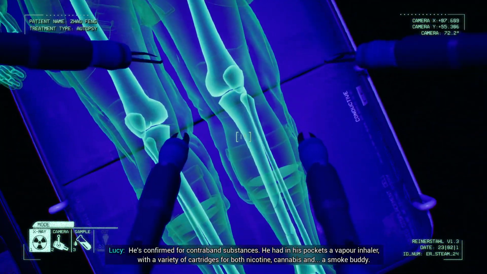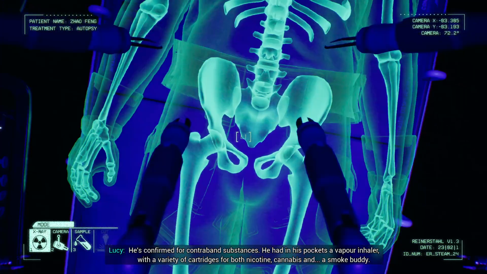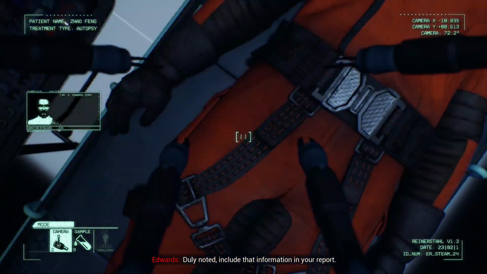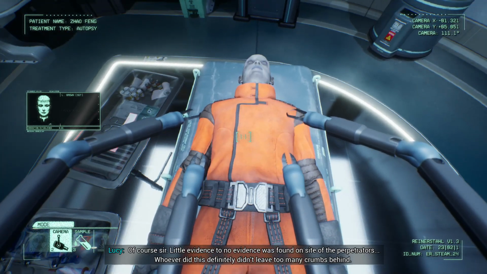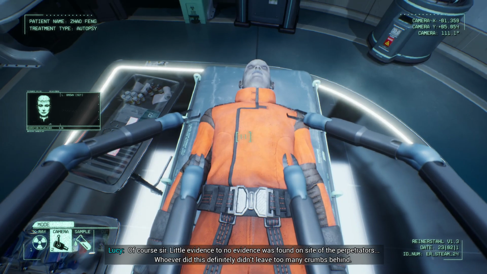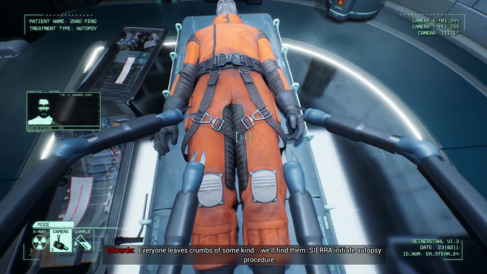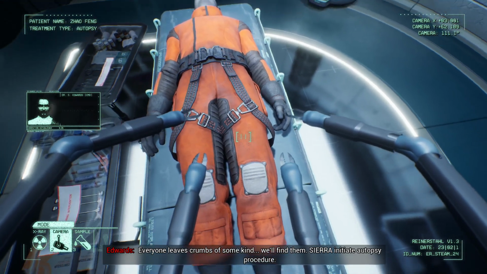He had in his pockets a vapor inhaler with a variety of cartridges for both nicotine, cannabis, and the smoke buddy. Duly noted. Include that information in your report. Of course, sir. Little to no evidence was found on site of the perpetrators. Whoever did this definitely didn't leave too many crumbs behind. Everyone leaves crumbs of some kind. We'll find them. Sierra, initiate autopsy procedure.